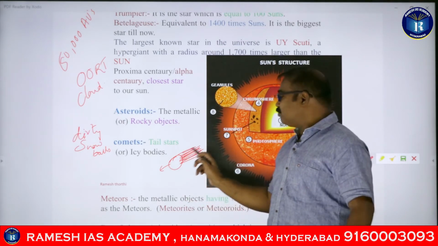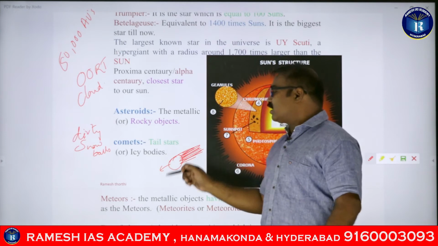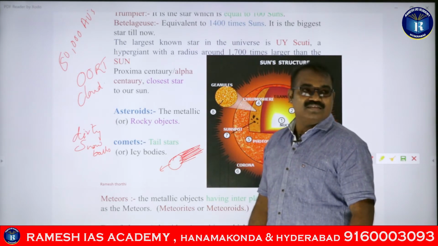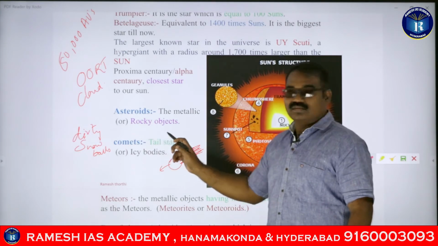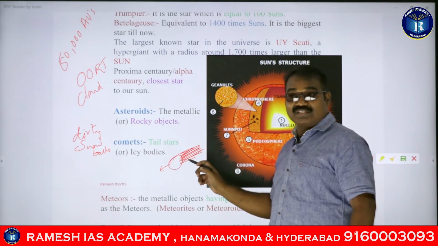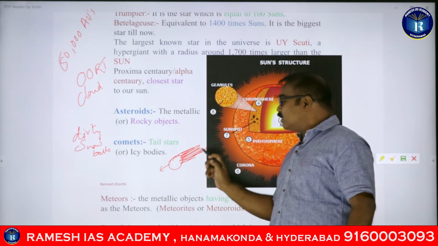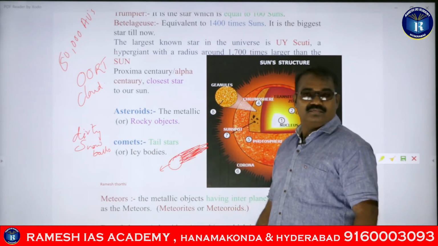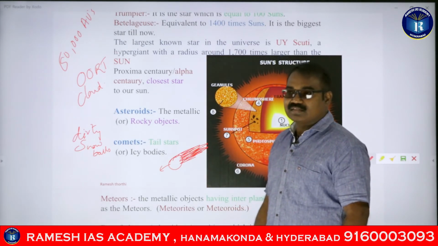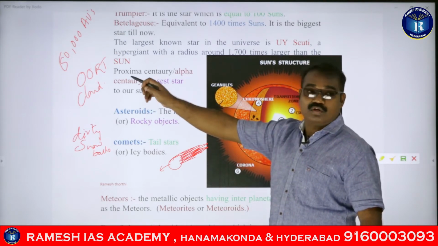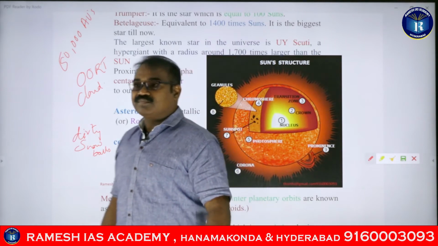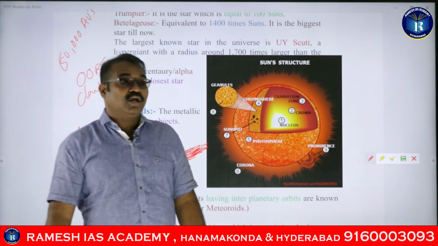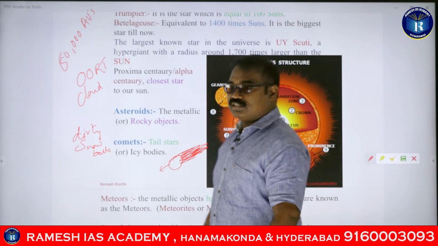Vaporized materials will be trailing behind. So it seems as if they are the comets, guys. Okay, so they are called the tail stars because the body has a trail of a tail. And where are they present? They are present in the Oort cloud, which is at a distance of 50,000 astronomical units from the earth, guys.